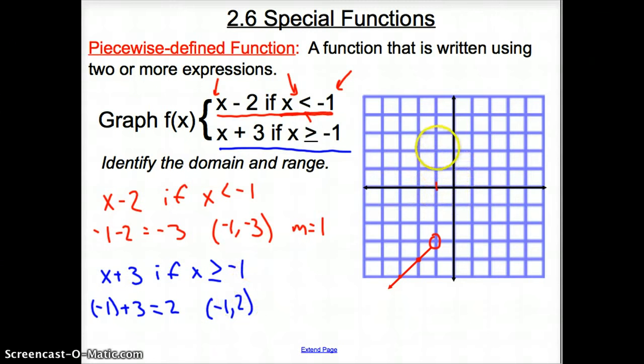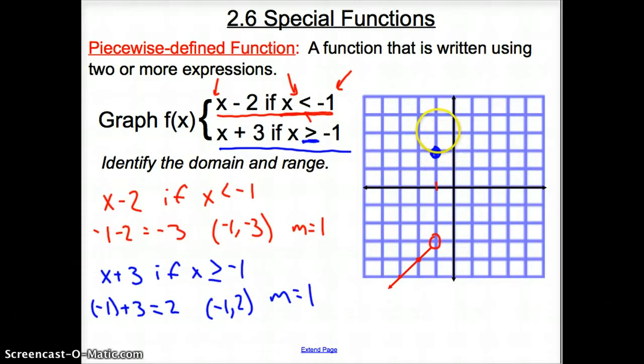And what kind of point are we going to put? We are going to put in a filled in circle because of the equal to sign. Right? We left the red one open because it was less than. Now this one we have to fill it in because of the equal to underneath there. Now again, what is our slope for this line? Our slope is going to be whatever is attached to x, and there is a 1 attached to x.